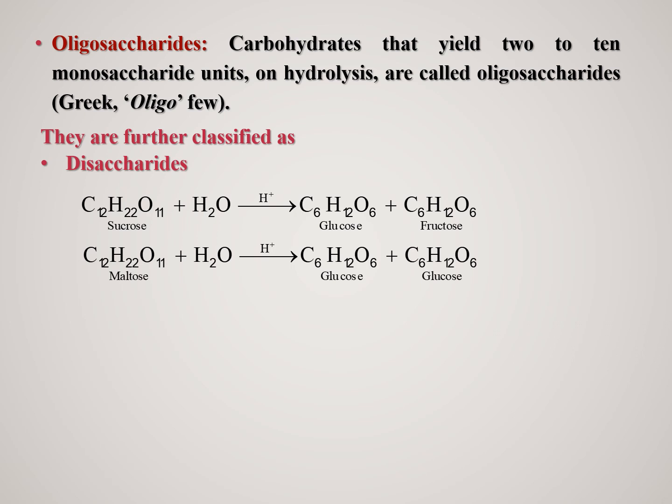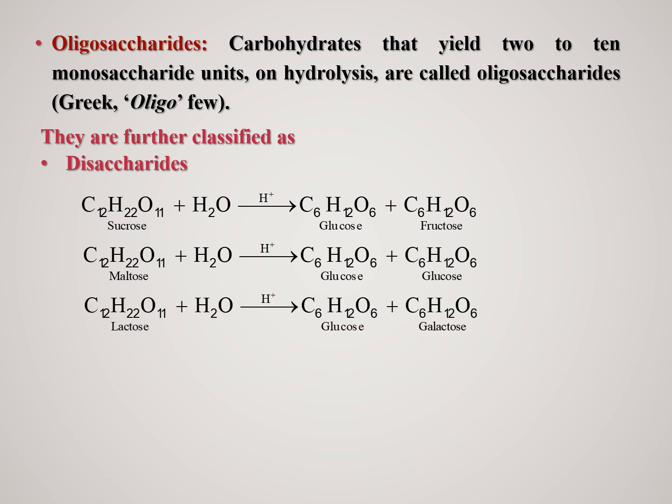Maltose. It is also a disaccharide C12H22O11. On hydrolysis with water and an acidic medium, it will produce only glucose molecules C6H12O6. Lactose. On hydrolysis it yields a molecule of glucose and a molecule of galactose.